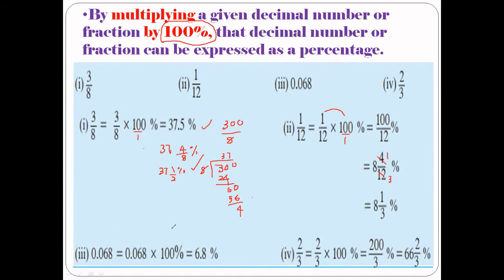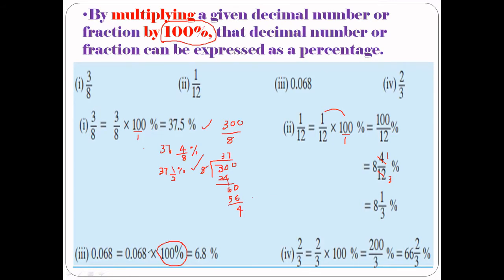A decimal number also can be converted into a percentage by multiplying by 100%. So here also we multiply by 100%. 100% means here 100 with the percentage sign. Here the number is 0.068. Can you remember in the decimals lesson, we learned how to multiply decimal numbers. So you can write 0.068 as, here I will write that calculations.